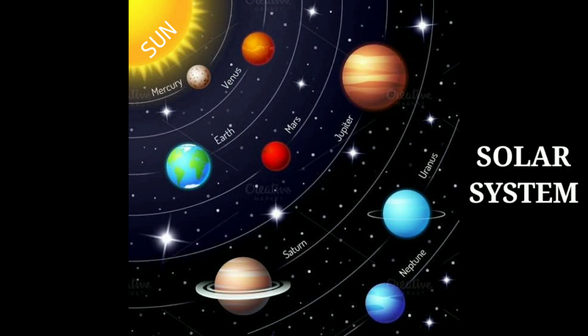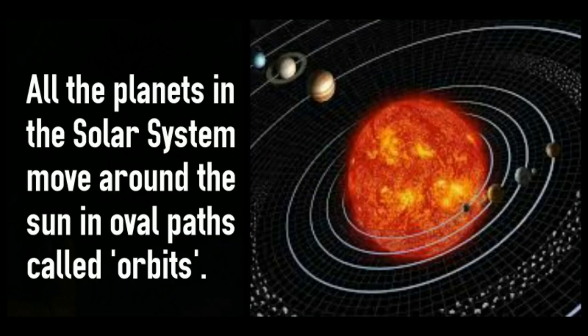All the planets in the solar system move around the Sun in oval paths, and this is called orbits. Means all the planets like Mercury, Venus, Earth, etc., they move around the Sun in the solar system, and this path is called orbit.